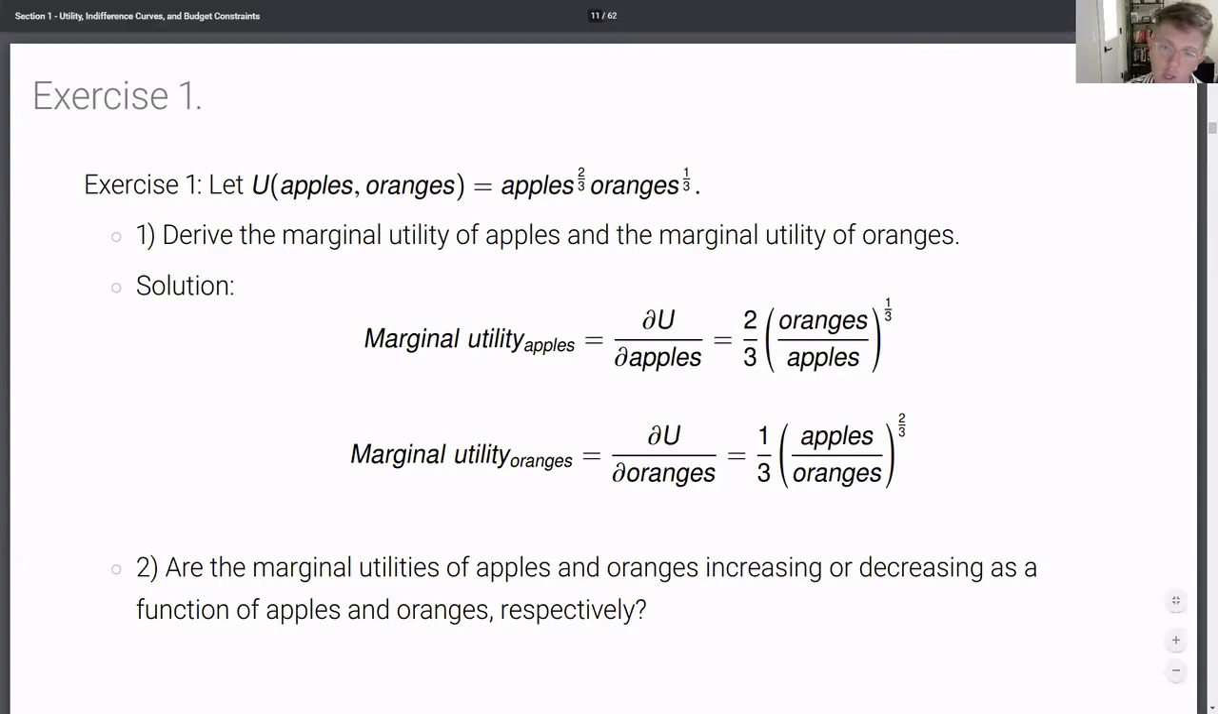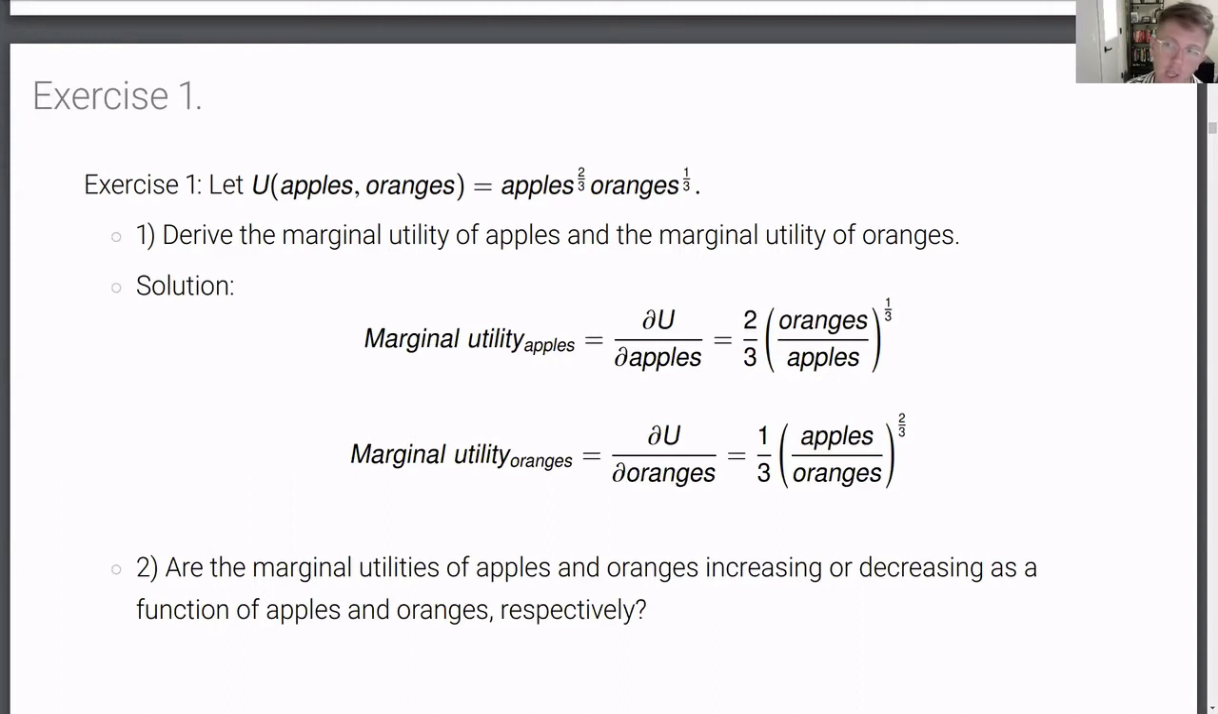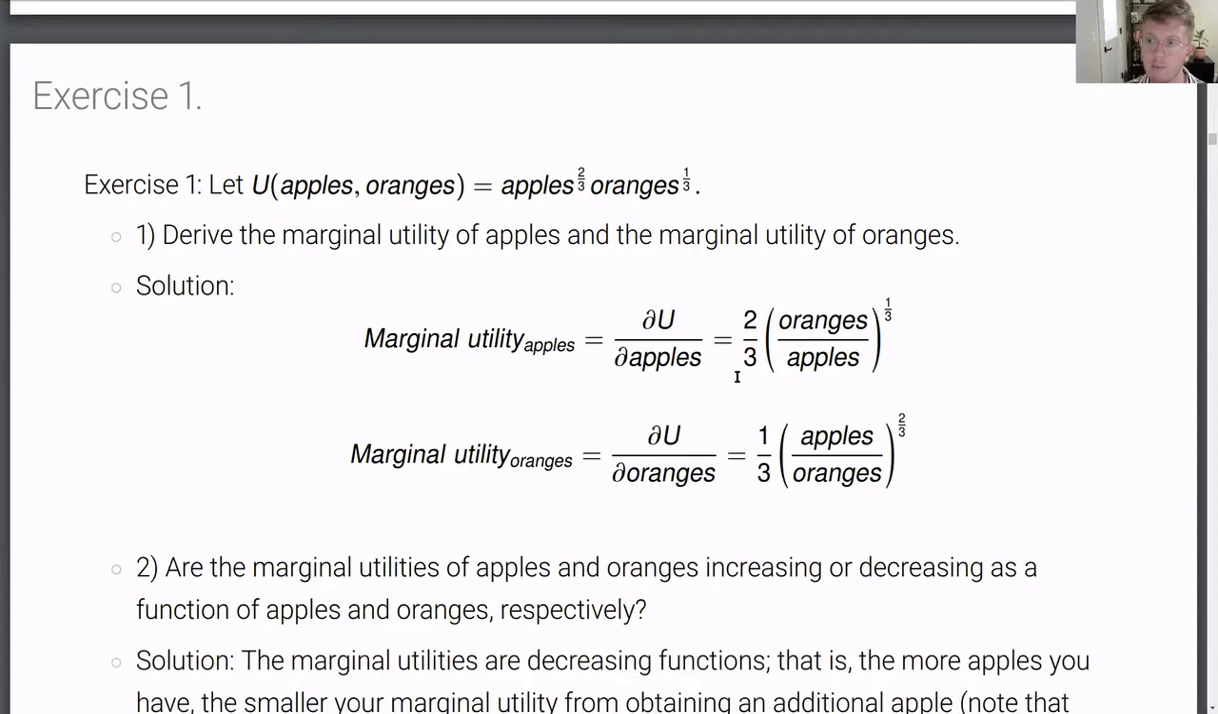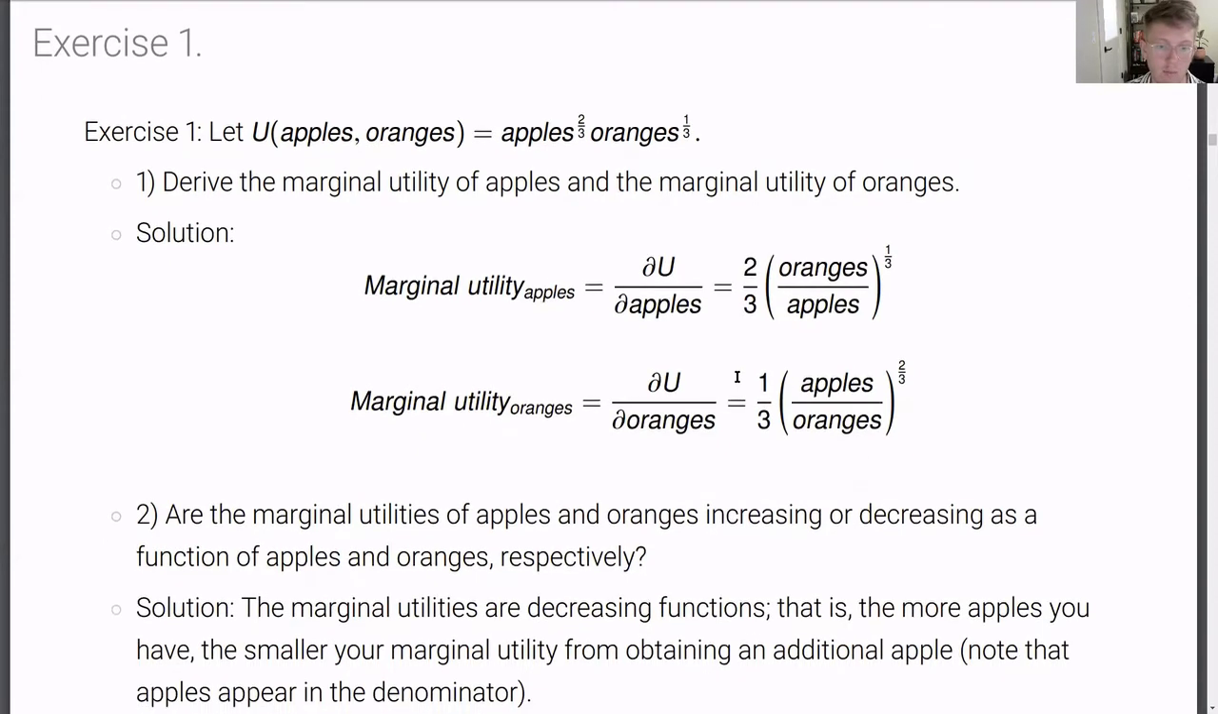Likewise, for oranges, the more that we eat of oranges or consume of oranges, the less that we care about an additional orange. And so that makes sense. If you have a lot of apples, generally the next apple won't be as enticing as the last one. Okay, and so the solution just says exactly what I said.